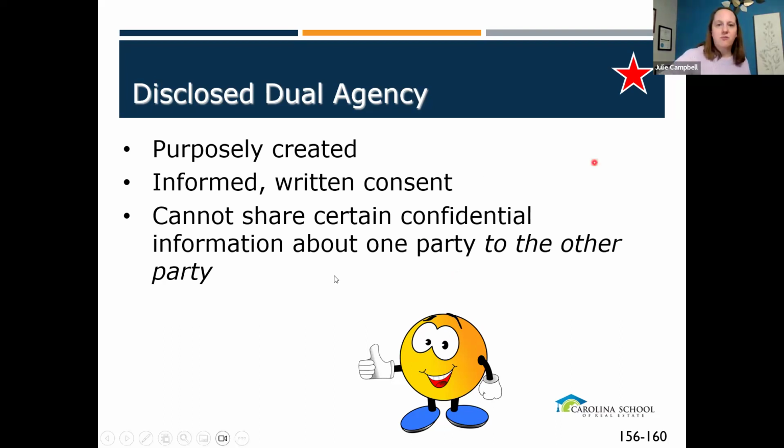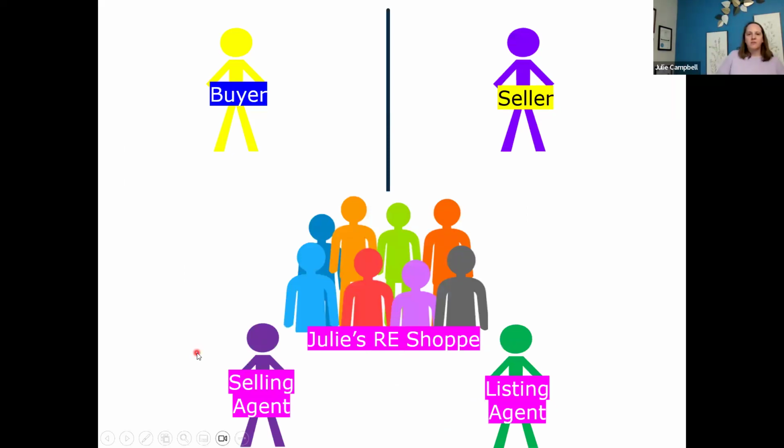So let's look at our pictures. What does dual agency look like? Well, Julie's Real Estate Shop is the firm representing both parties equally. But now instead of being side by side, hand in hand with the buyer and seller, you're just hanging out. One of you may be working with the buyer. One of you may be working with the seller. Maybe you have one agent working in both. That picture's coming up next.